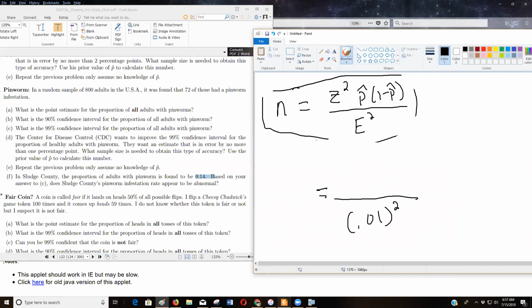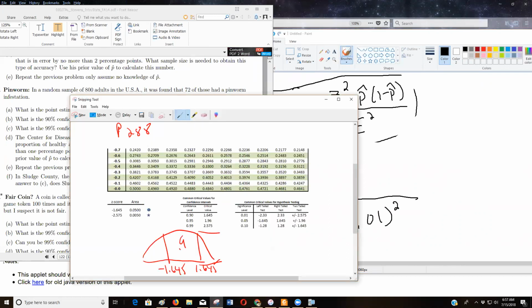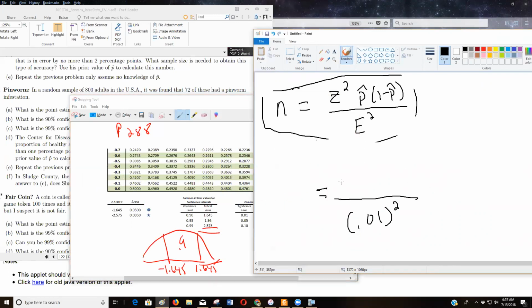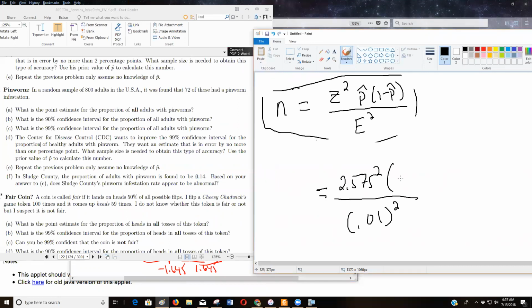So a 99% confidence interval requires a z-score of 2.575. So 2.575 squared. And then we're going to use that 9%, right? The first part is to use the p hat of 9% as a prior estimate. What this is going to give me is a smaller sample size, and you'll see that when we do the calculation with no prior knowledge in the next part. So that's my substitution in.